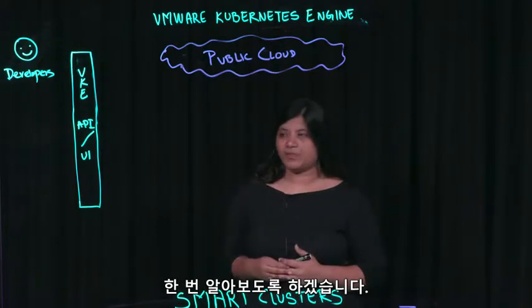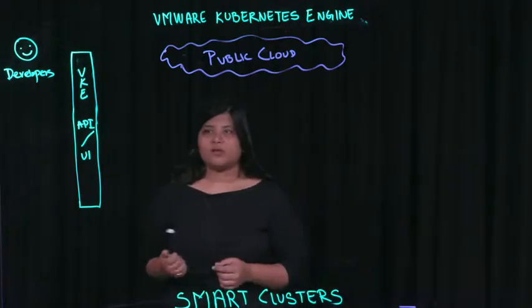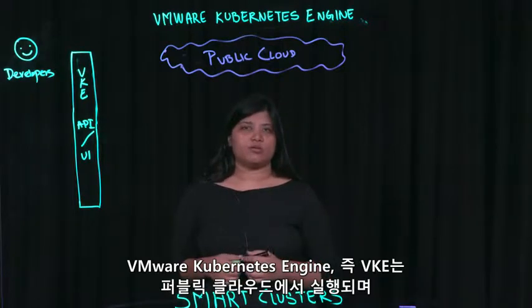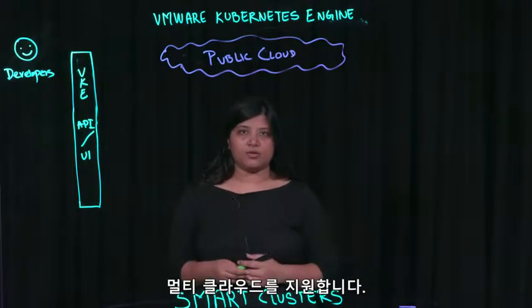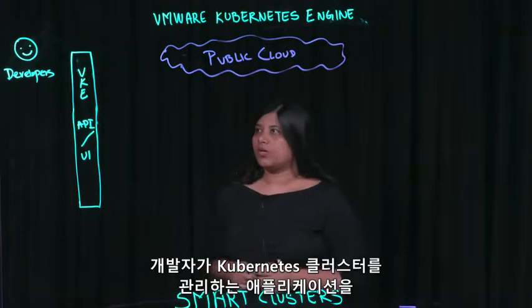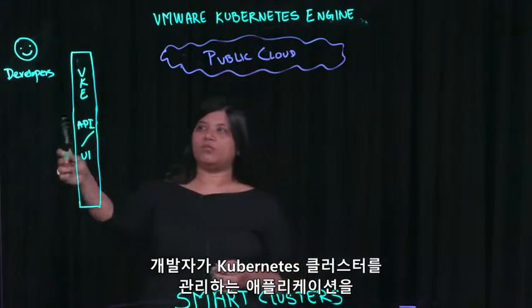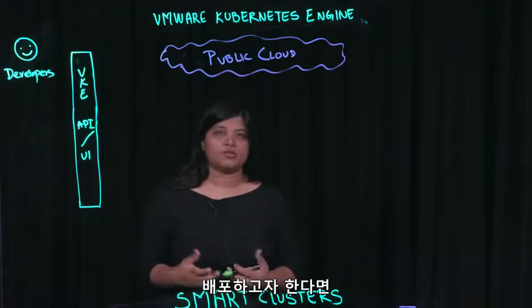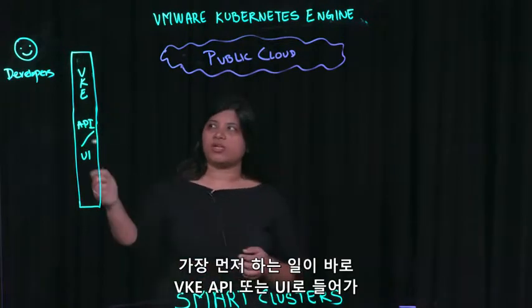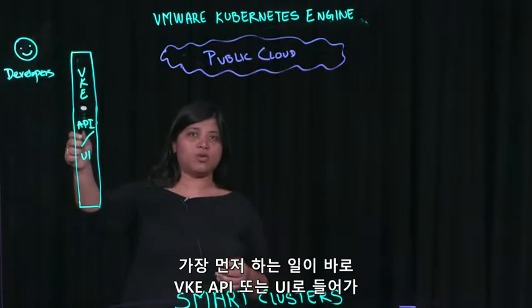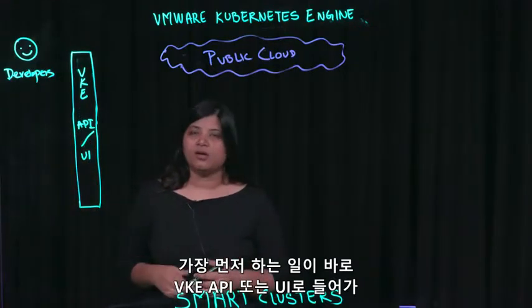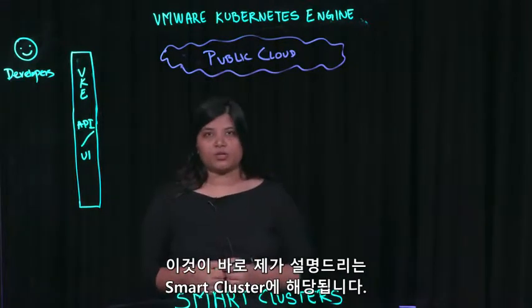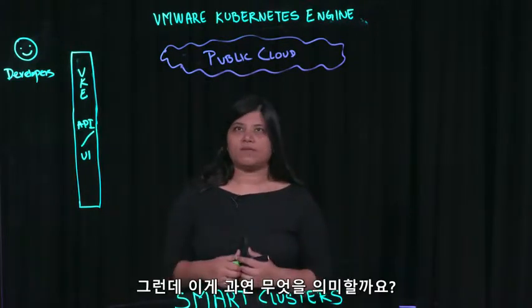Let's talk about them. VMware Kubernetes Engine, or VKE, runs on a public cloud. It's multi-cloud enabled. So when a developer wants to deploy applications on a Kubernetes cluster, the first thing they do is go to the VKE API or UI and ask for a cluster. And that's the smart cluster that we are talking about. Now, what do we really mean by that?